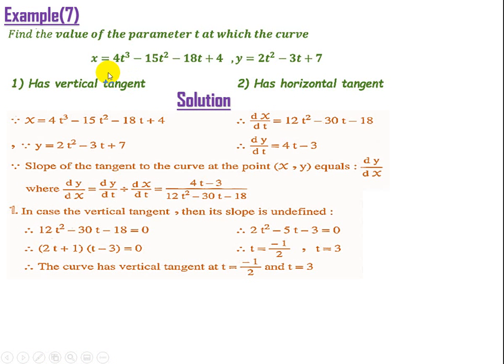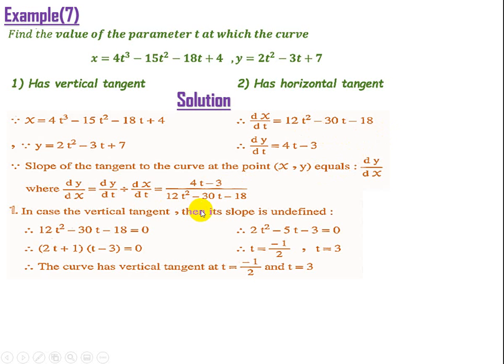So for the first one, I will get dx by dt. It will be 12t squared minus 30t minus 18. dy by dt will be 4t minus 3. To have the slope of the tangent, which means dy by dx, you will make 4t minus 3 divided by 12t squared minus 30t minus 18.